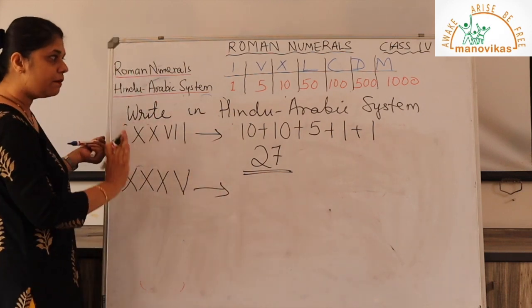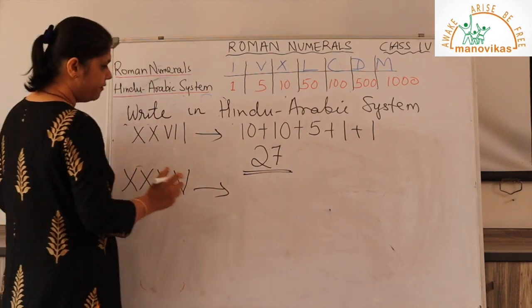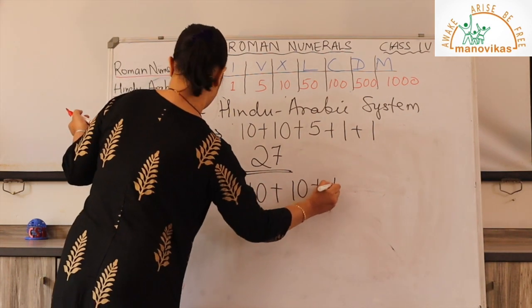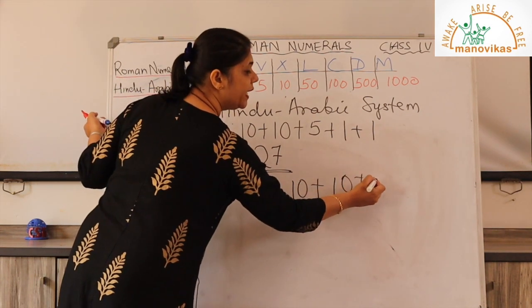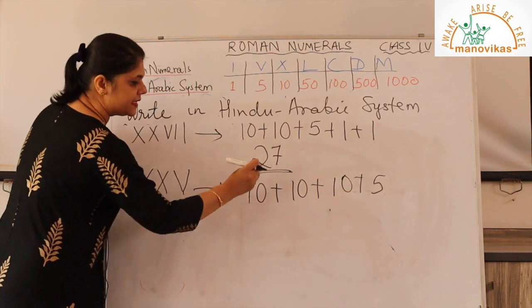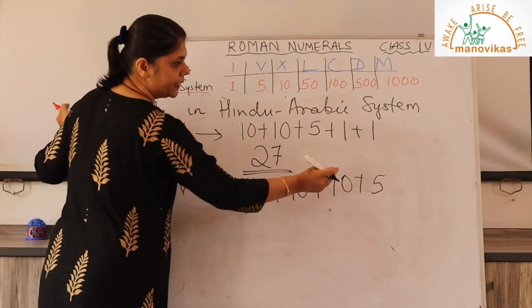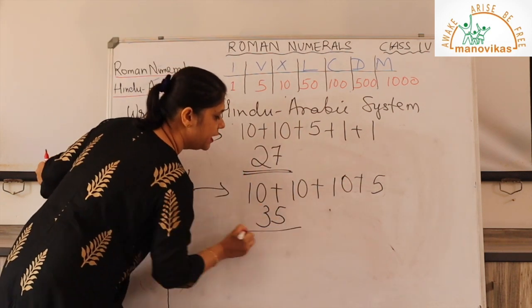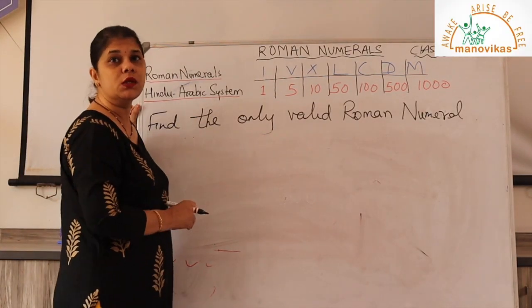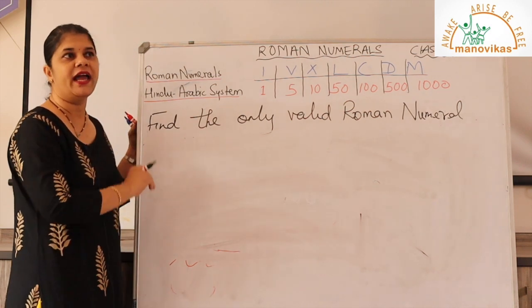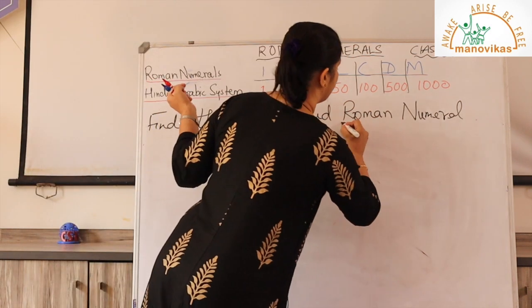Now look at the next number. Again split this number according to the rules. I will get 10 plus 10 plus 10 plus V is for 5, right? Now how do I add this? 10, 20, 30 plus 5, 35.